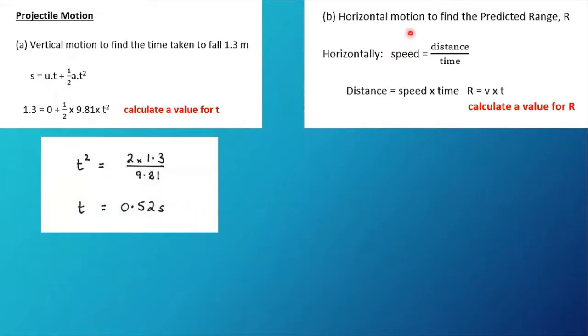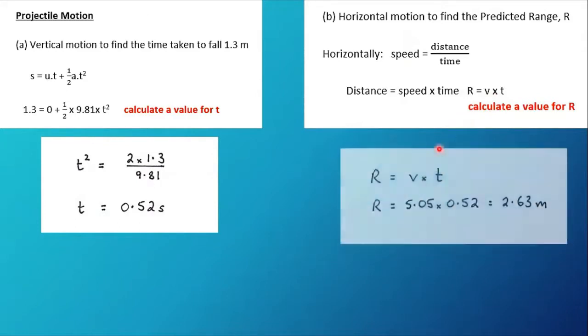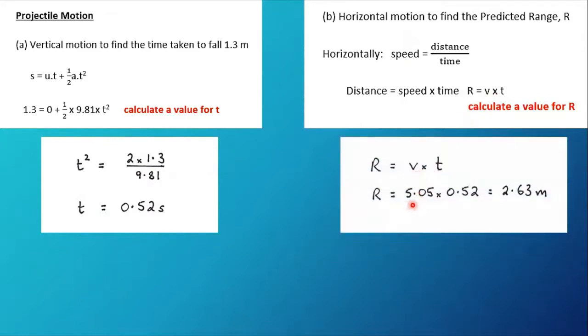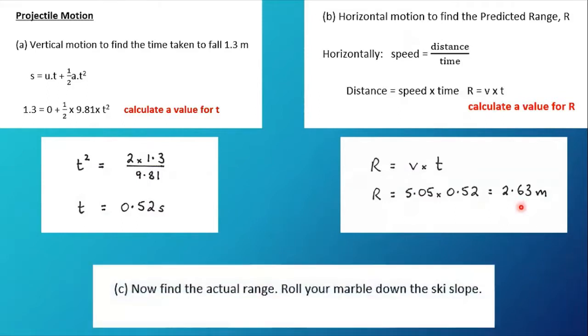Now, we want to consider horizontal motion to find the predicted range, R. Again, distance equals speed times time, so that range equals the velocity times the time. And we worked out the velocity as being 5.05 meters per second. This is the time, and we get a range of 2.63 meters. Okay, job done. But if you were doing this, you'd now actually roll your marble down the ski slope and find what that range is.